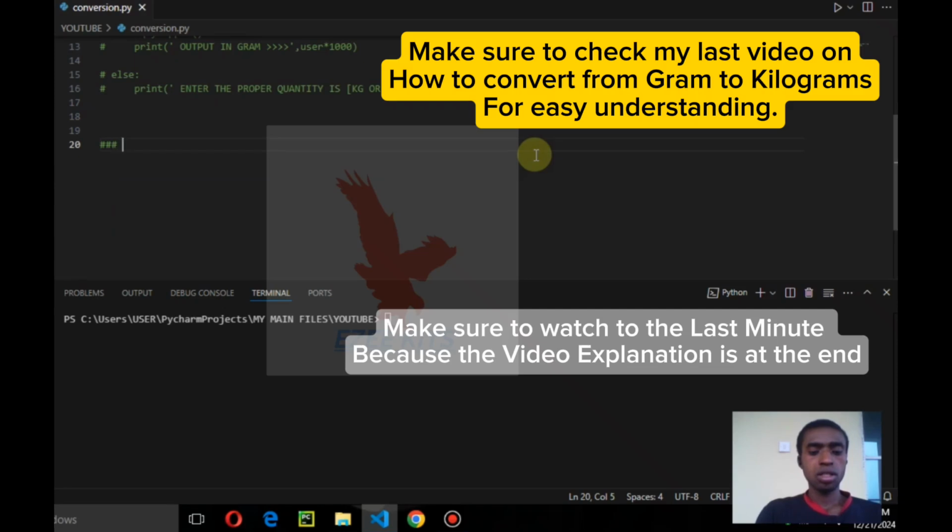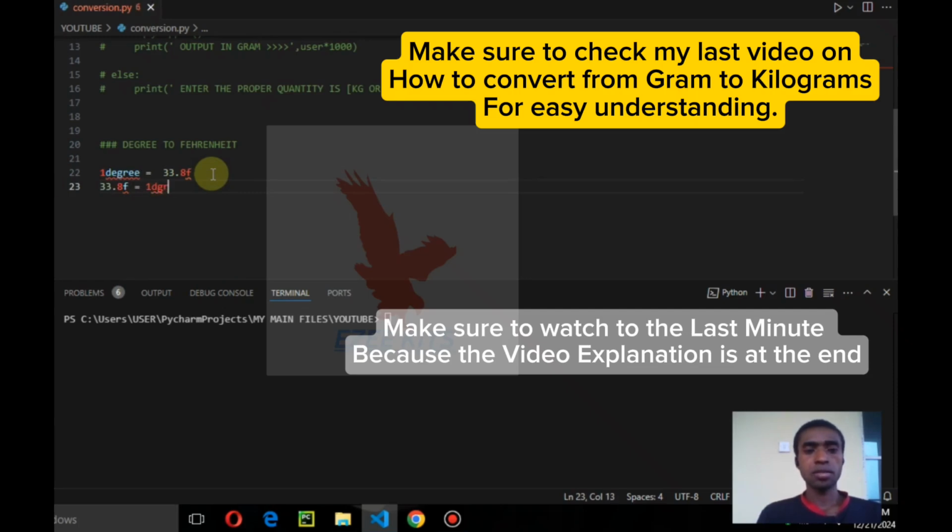So, degree to Fahrenheit. Hope I got that correct. I know that 1 degree is equal to 33.8 Fahrenheit, and 33.8 Fahrenheit is equal to 1 degree. So with this ideology, we can create our script.